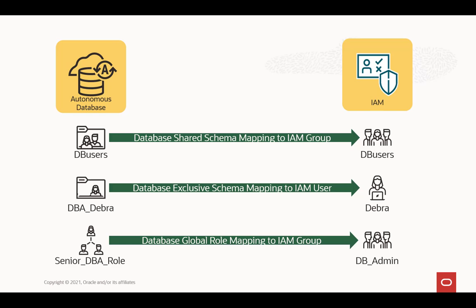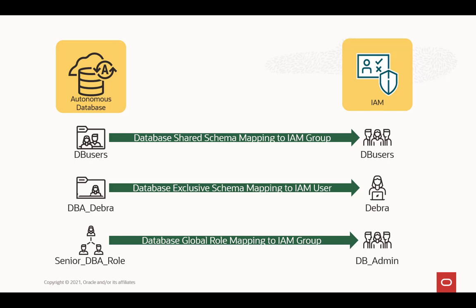And to do that, you can use global roles. Global roles are not granted to a schema. They are mapped to an IAM group, and just by membership in that group, an IAM user can get granted that global role and the privileges and roles granted to that global role.